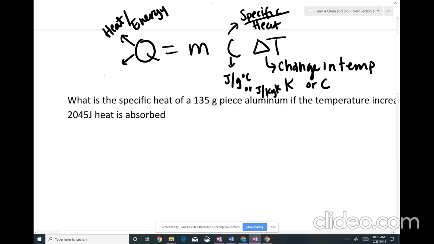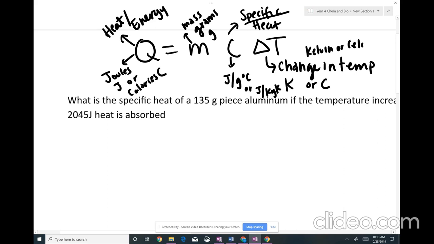For Q, it's either joules with a J or calories. And you have already seen calories, and calories is with a C. M is going to be our mass, and mass is always expressed in grams. So those are the things that you will see on there. Kelvin or Celsius. So that's the recap of our equation.